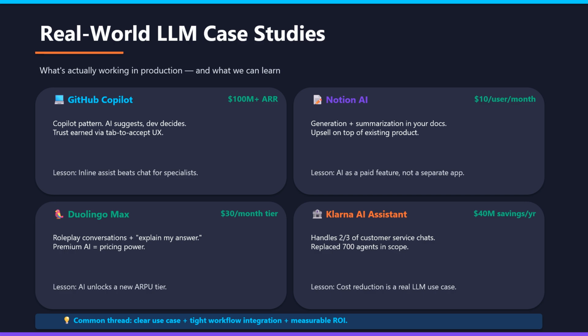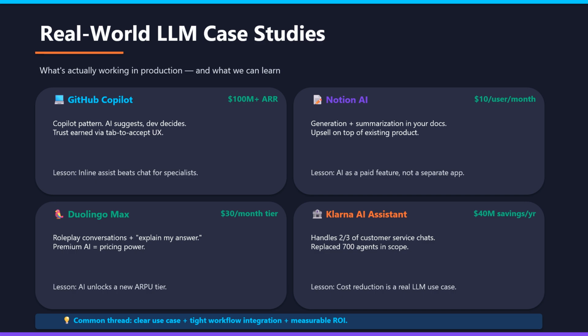Now let's look at what's actually working in production. 4 case studies that teach us different lessons about building with LLMs. GitHub Copilot, over 100 million dollars in annual recurring revenue. It uses the Copilot pattern. AI suggests, developer decides. Trust is earned through the tap to accept UX. The lesson is inline assist beats chat for specialists. Don't force a chat interface when inline suggestions work better.